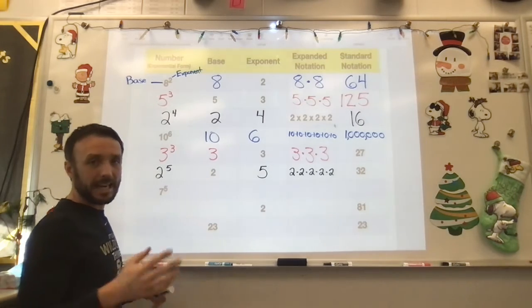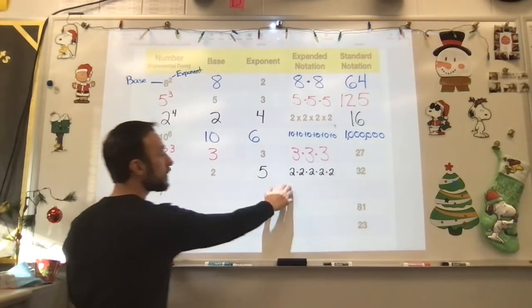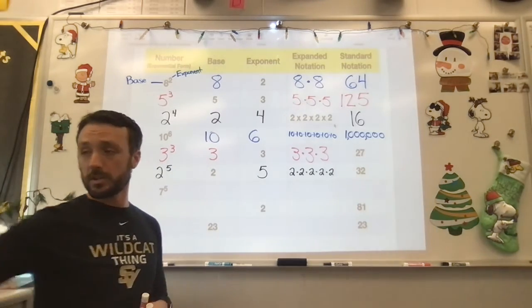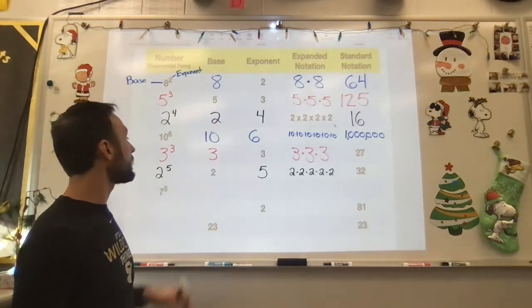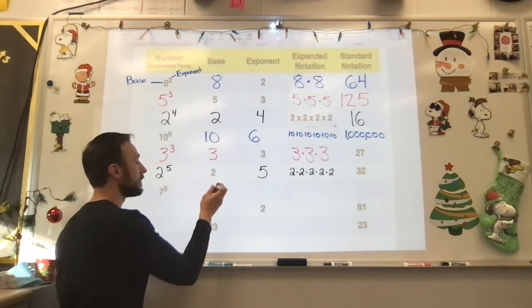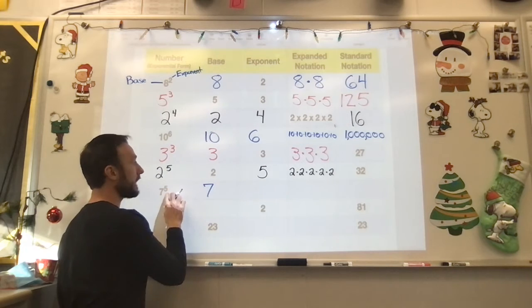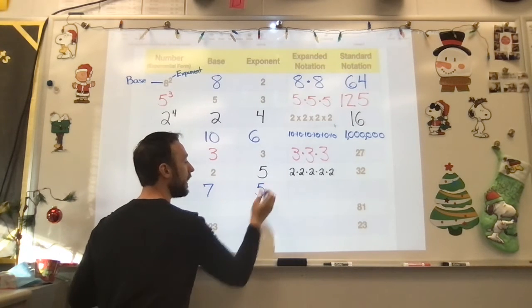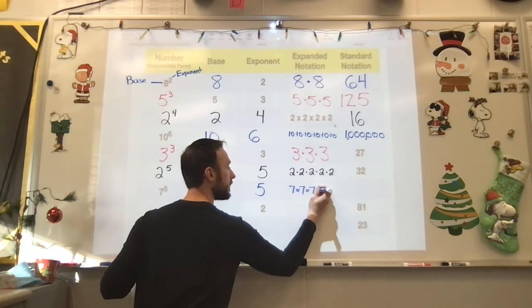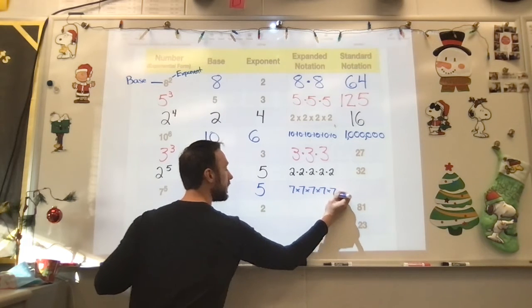So that one you kind of have to work backwards. You kind of have to go here first and just figure out how many 2's you're going to need in order to get 32. On the next one, I have 7 to the 5th. Well, my base would be 7. I would have an exponent of 5. That would be the same as 7 times 7 times 7 times 7 times 7.